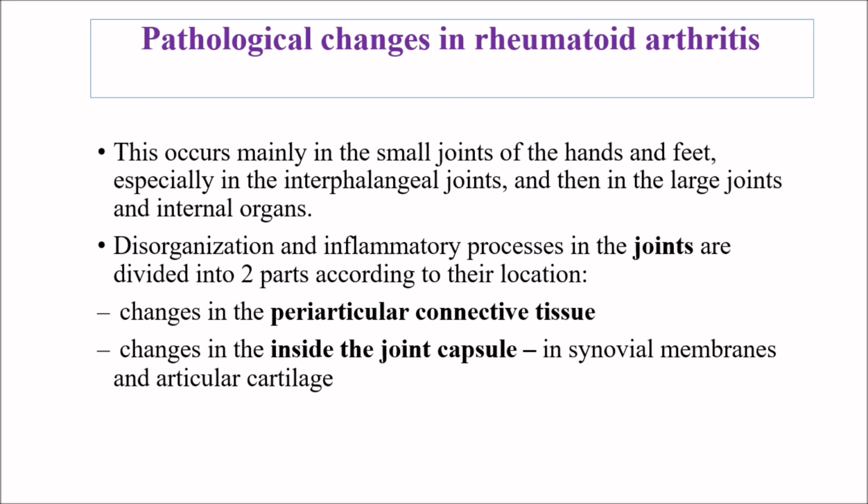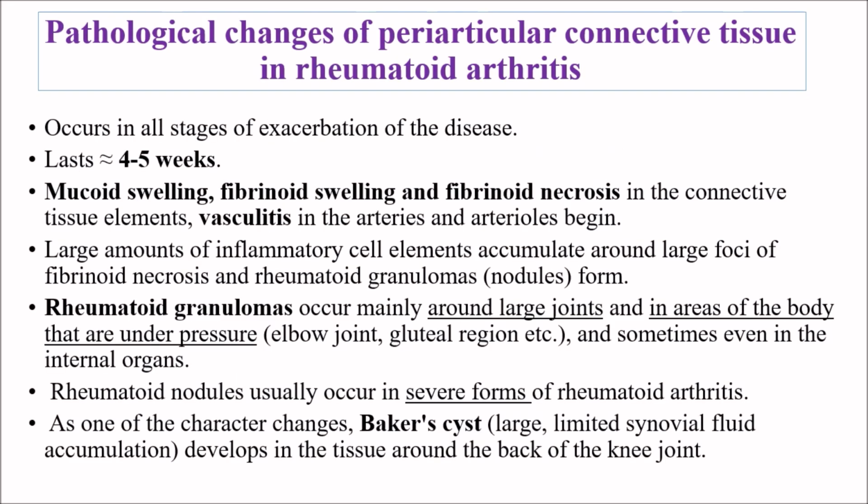Change in the periarticular connective tissue, and change inside the joint capsule or articular capsule, in the synovial membranes and articular cartilage. The pathological change of periarticular connective tissue in rheumatoid arthritis occurs in all stages of exacerbation of the disease, which lasts approximately 4 to 5 weeks. Mucoid swelling, fibrinoid swelling, and fibrinoid necrosis in the connective tissue elements, and vasculitis in the arteries and arterioles begin.